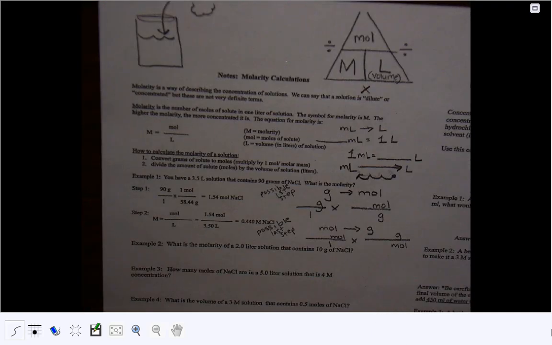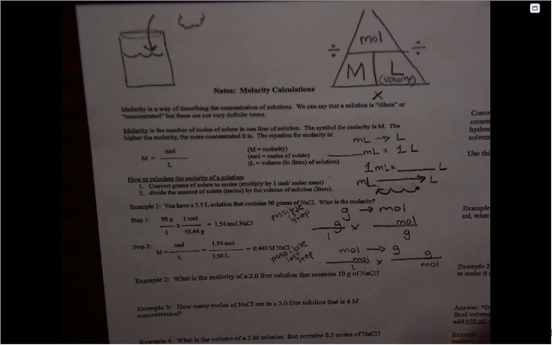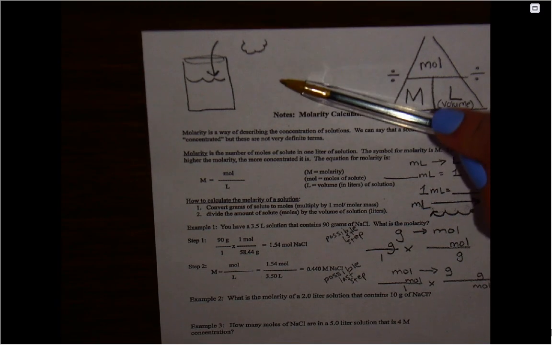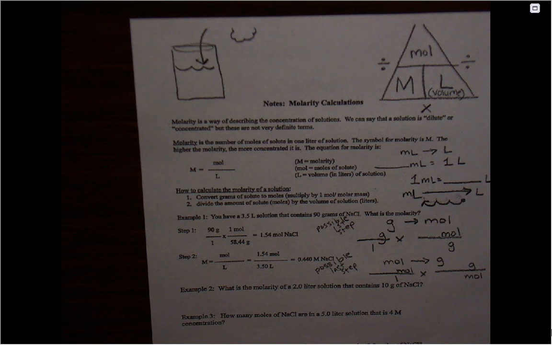Okay, so now we're looking at this paper. This is the one that I first handed you. It has a little triangle in the top of it and a little drawing right here. So that's the one that we're working on right now. This is going to be where we're writing down some of the notes, okay?